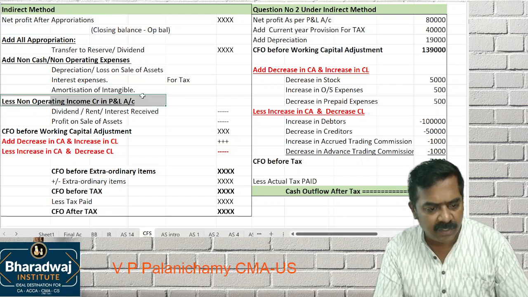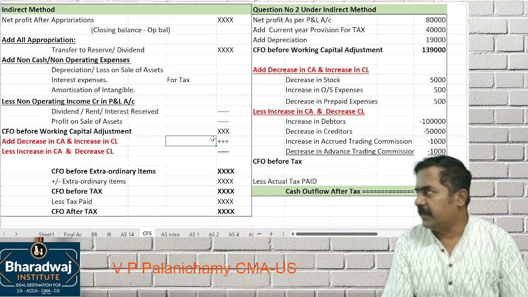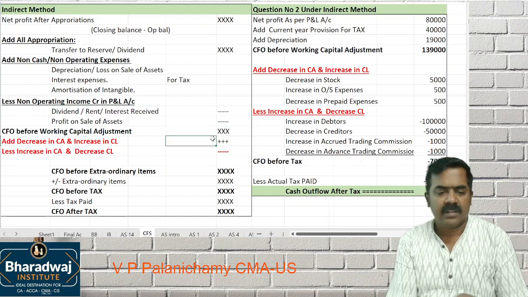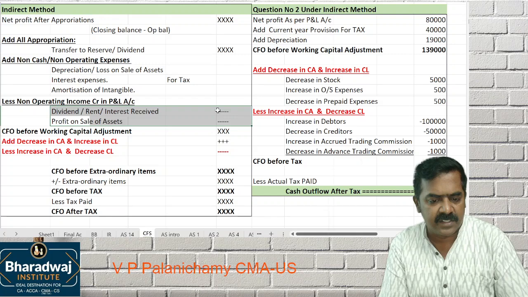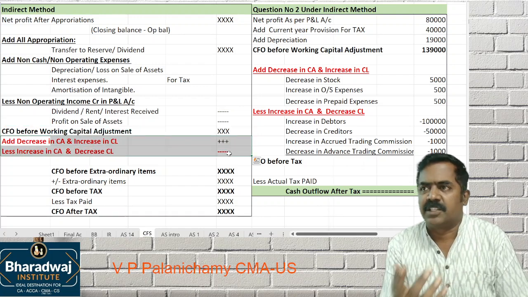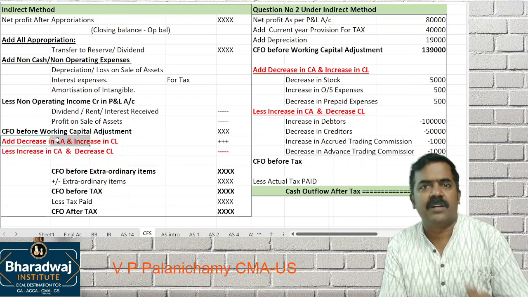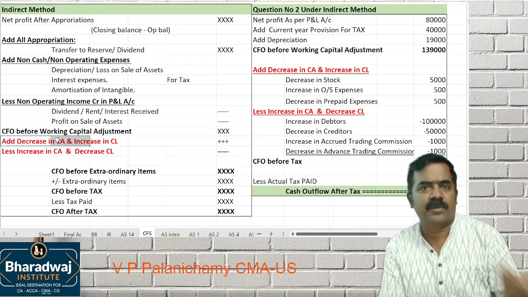If you have any non-operating income credited to P&L account, eliminate them, which may be dividend received, rent received, or which may be profit on sale of assets, eliminate them. You get CFO before adjusting the working capital. Why? Because when current assets and current liability changes, your cash position will change. For example, decrease in current asset is equal to sale of current asset. It is equivalent to what?